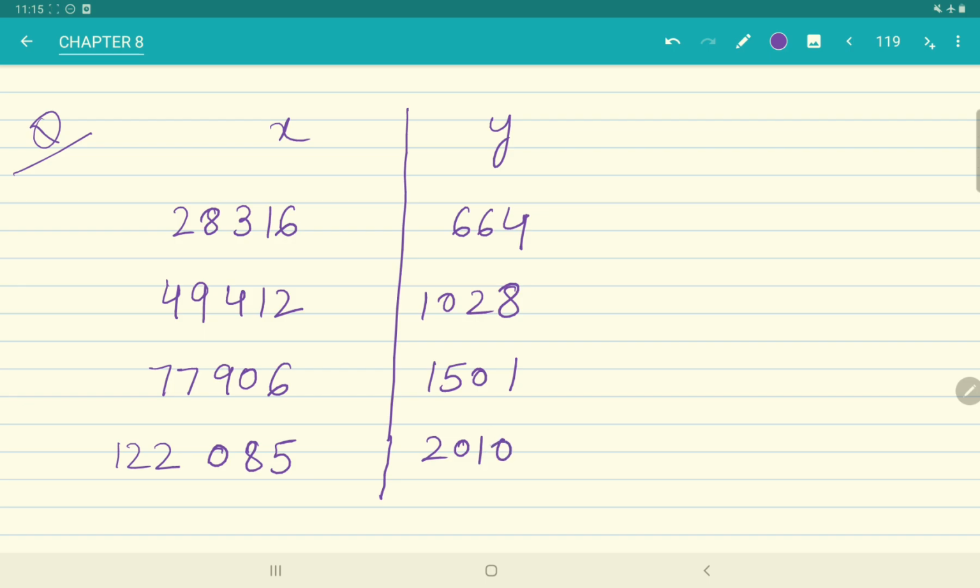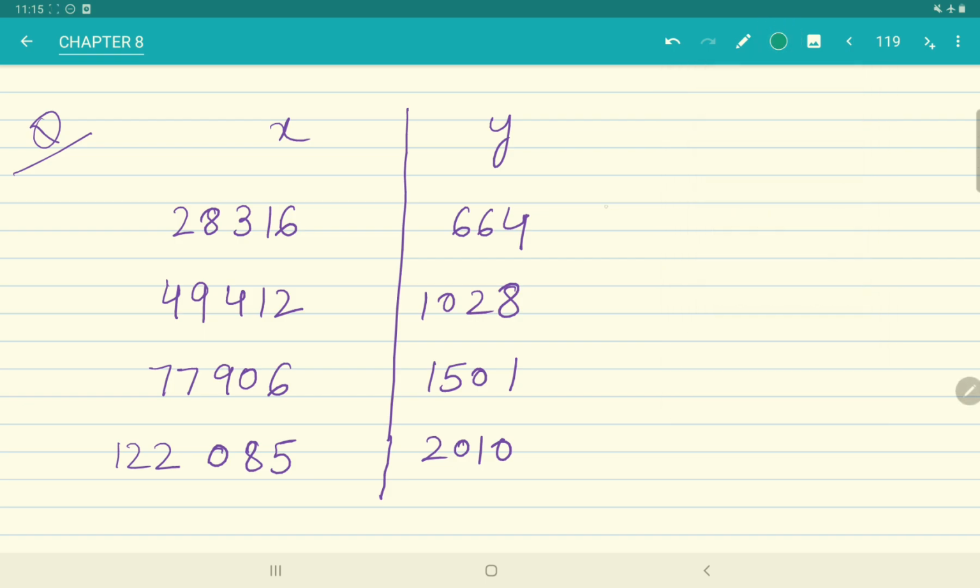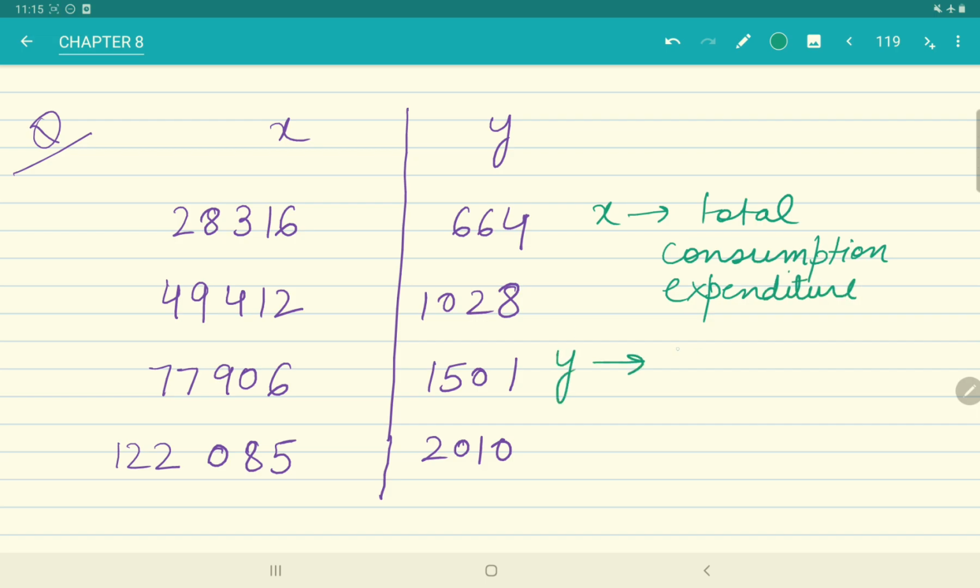Now let's say x denotes total consumption expenditure, and y denotes consumption expenditure on healthcare.